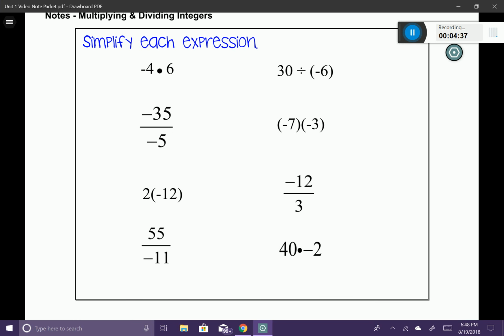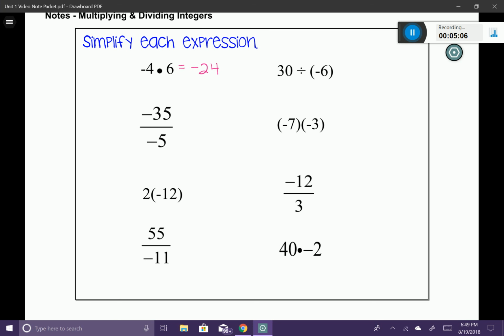All right, the first we have, you can see we have different signs. Different signs means that we're going to have a negative answer. Therefore, negative 4 times 6, that's going to leave us with negative 24. Essentially what you're doing is you're just multiplying the numbers. We know that 4 times 6 is 24. So the piece that we're adding here is the idea that when you have opposite signs, you're going to multiply them together to get a negative answer.